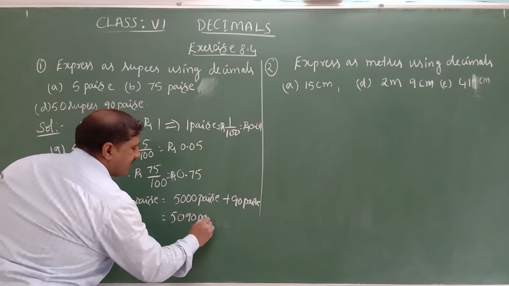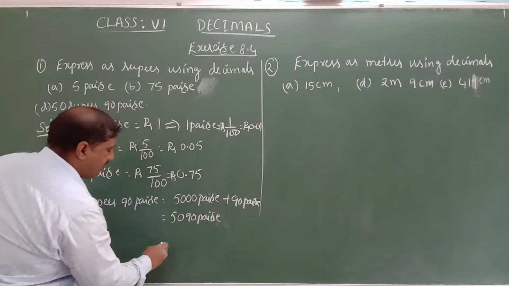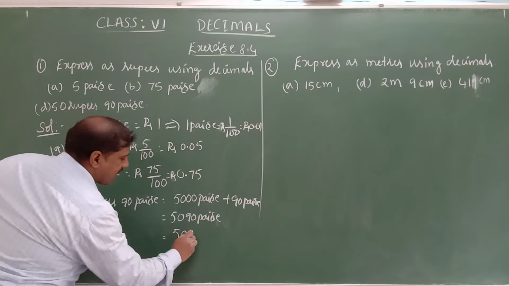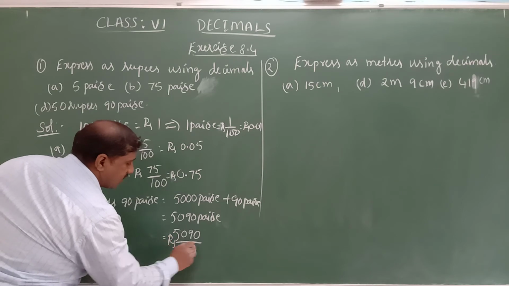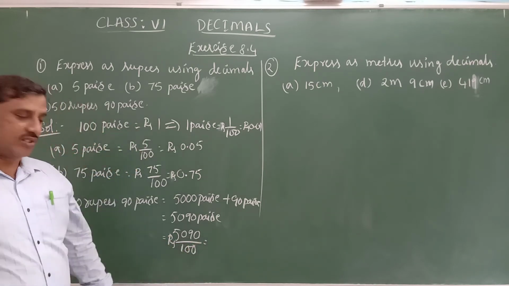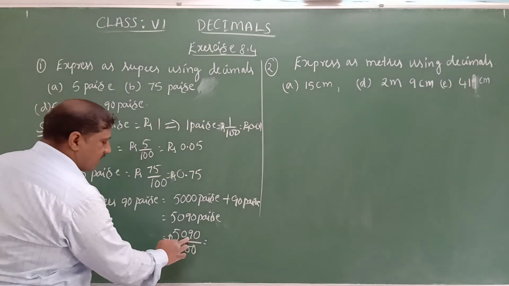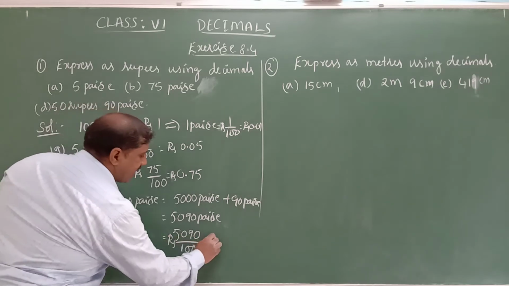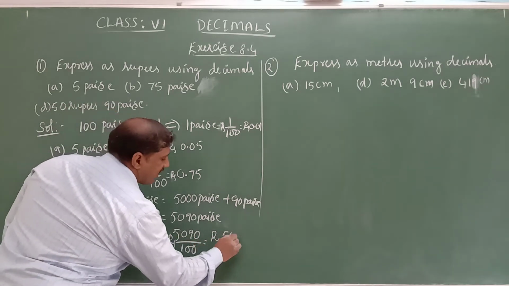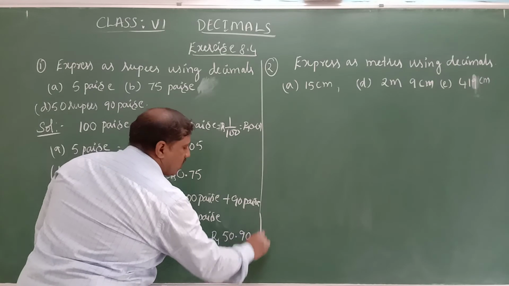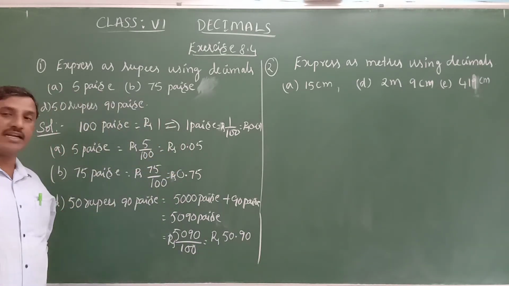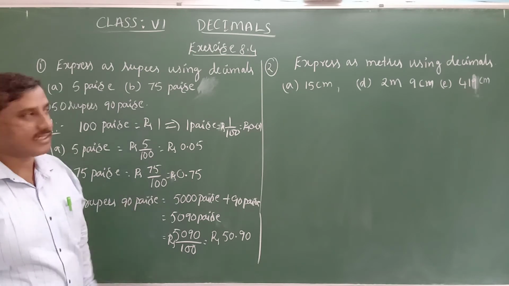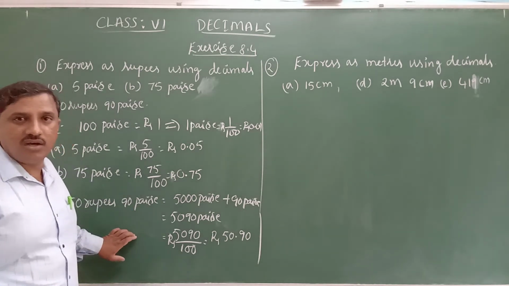5090 paise. This we can convert into rupees as 5090 by 100 rupees. So now keep the decimal point after two zeros. We will get it between 0 and 9. That is rupees 50.90, the value of 50 rupees and 90 paise. Again, rupees in the decimal form. Is it clear, children, how to write?